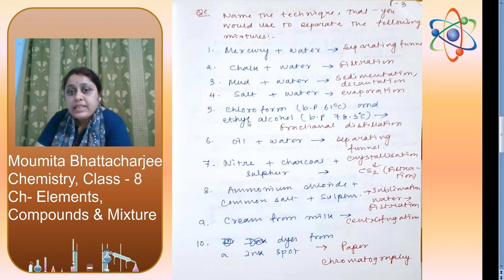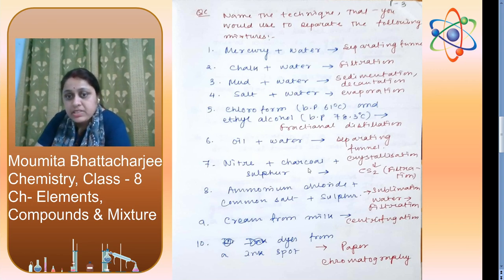Next one, chloroform and ethyl alcohol. You can see the boiling points are given: for chloroform 61 and ethyl alcohol 78.3. So they are two miscible liquids. For that we will use the method of fractional distillation. The component which has the least boiling point, that is chloroform at 61 degrees centigrade, will evaporate out first, then the ethyl alcohol. For the mixture of oil and water, we will use the same separating funnel because oil and water are two immiscible liquids. Oil is lighter and water is heavier, so the upper layer will be oil and the lower layer will be water.